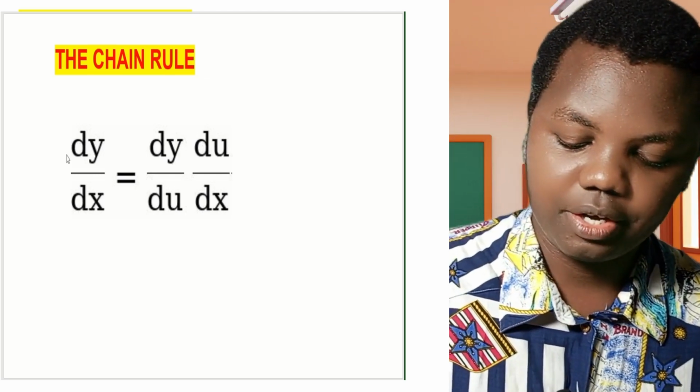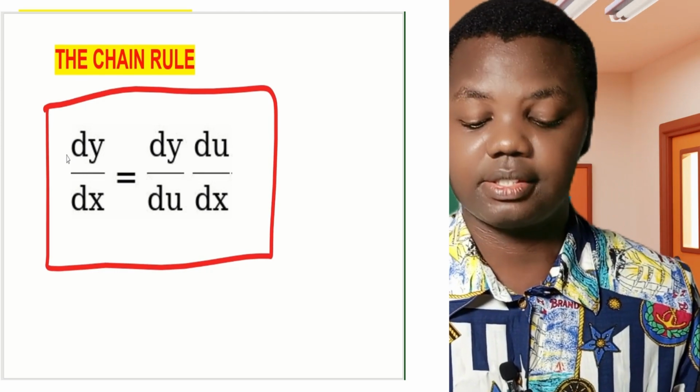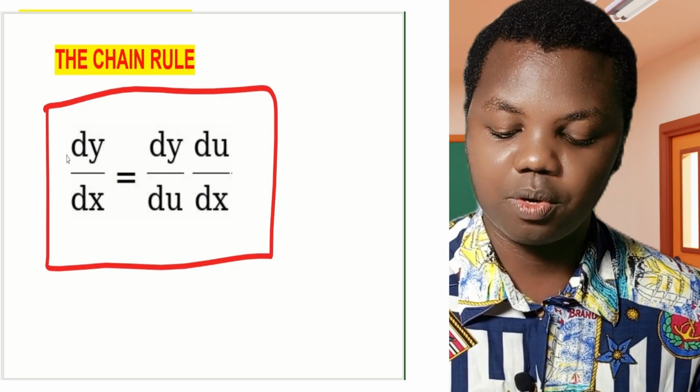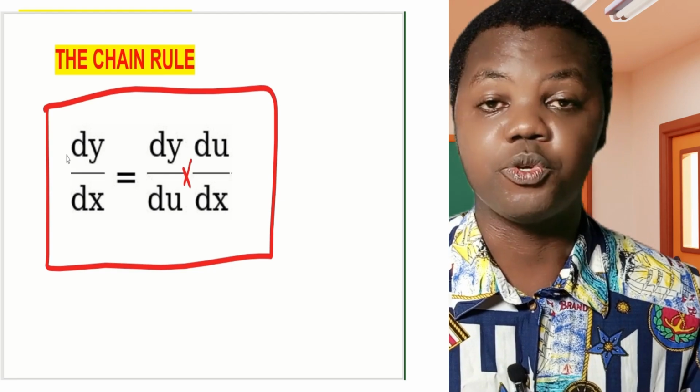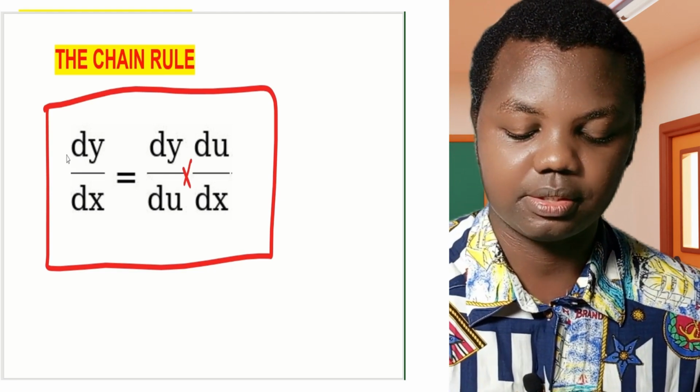All right, so here is what the chain rule says. dy/dx equals dy/du multiplied by du/dx. So let's apply this rule to solve the following questions.